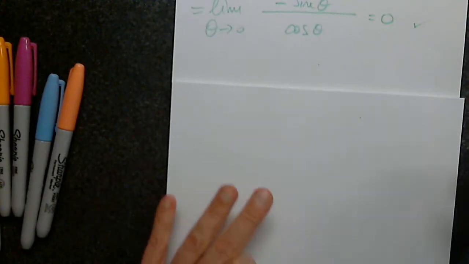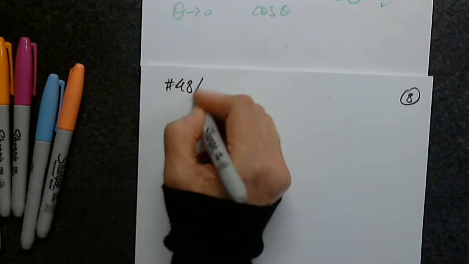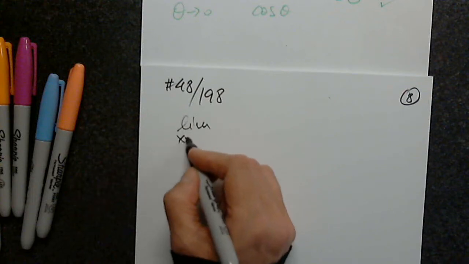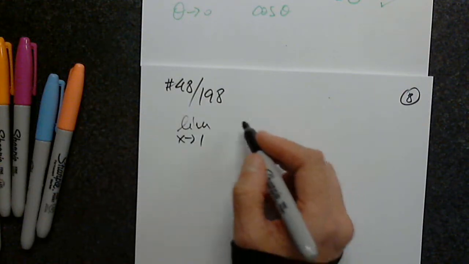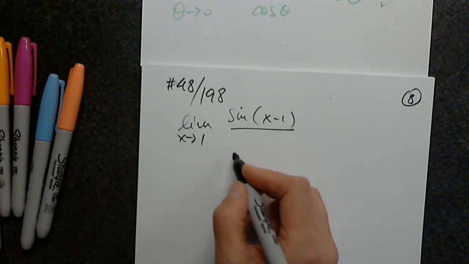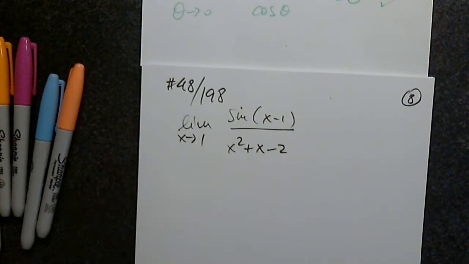Very good. Okay, so now let me choose one. Yeah, I'd like to look at 48. Same page, 198. So this is limit as x approaches 1 of sine x minus 1 over x squared plus x minus 2.